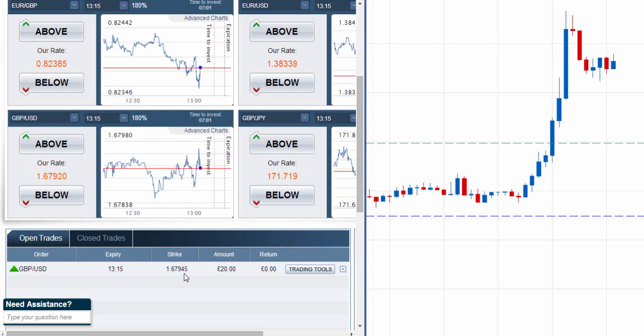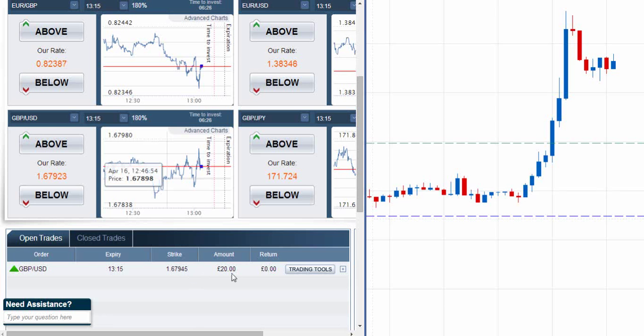At the moment it's 0 because we're below that price. We're at 167.926, but we need to be above 945. So once that happens, then we should return £36 profit on this trade. Otherwise, if it doesn't and it stays below this 167.945, then this £20 investment will be lost, but that's the maximum that can be lost on this trade. So you don't have to worry about stop losses or anything like that. You cannot lose more than the £20 that's been invested in this trade.